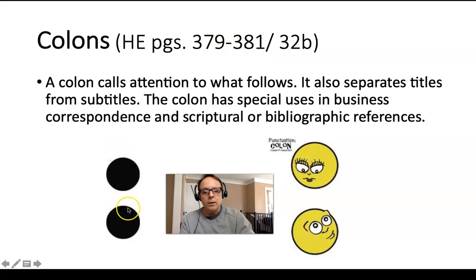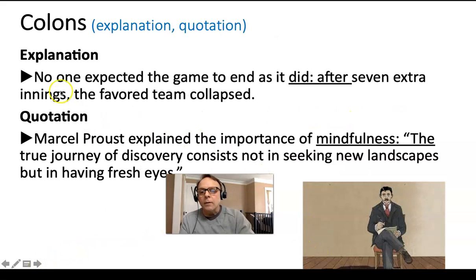This is like two stacked periods, right? One on top of the other. And a colon calls attention to what follows. It also separates titles from subtitles, and it has special uses in business correspondence, scriptural, meaning religious, or bibliographic references.